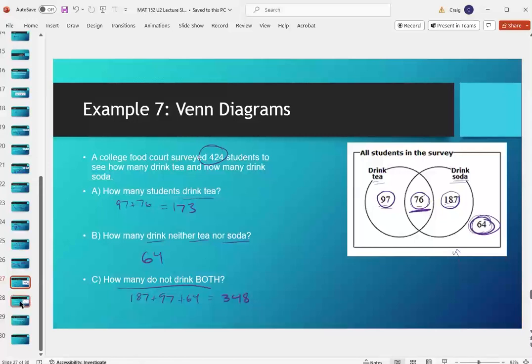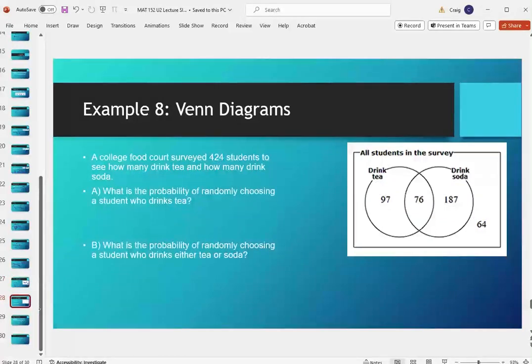But again, we can do more with probability with these as well. What's the probability of randomly choosing a student who drinks tea? Well, we know there are 424 students. We know that there are 173 of them, from the last example, that drink tea. 173 divided by 424 is 0.408, or 40.8%.